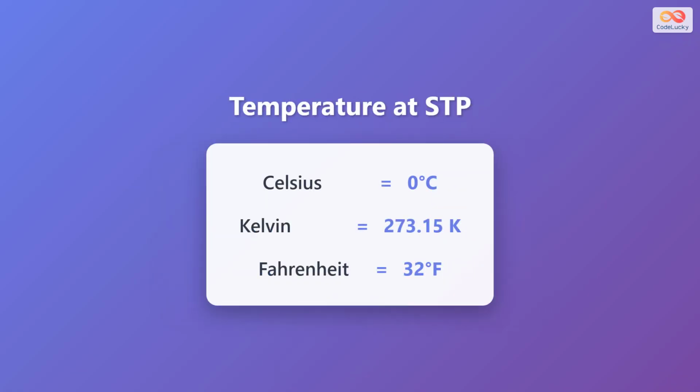The standard temperature can be expressed in different units. In Celsius, it is 0 degrees. In Kelvin, which is the absolute temperature scale, it is 273.15 Kelvin. In Fahrenheit, it equals 32 degrees. Remember that 0 degrees Celsius is the same temperature as the freezing point of water.